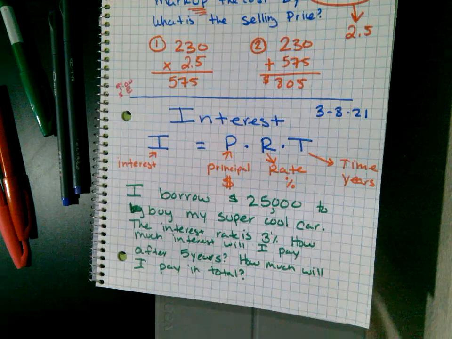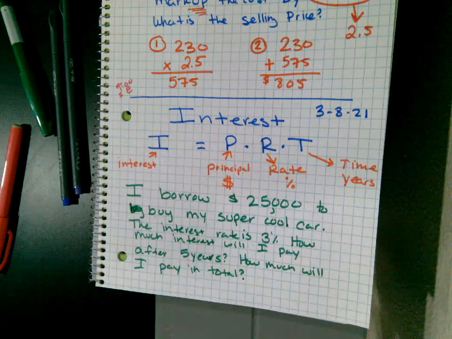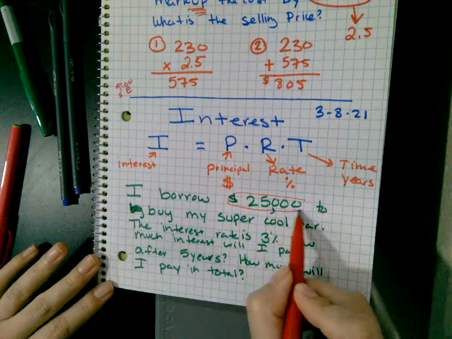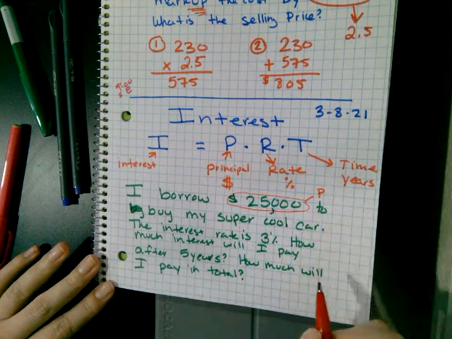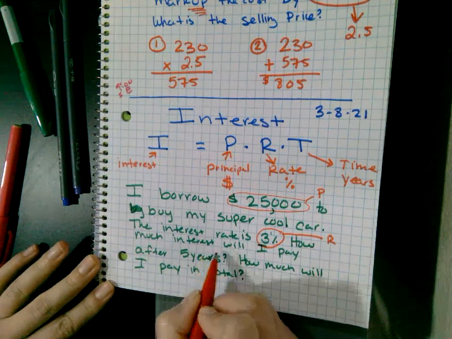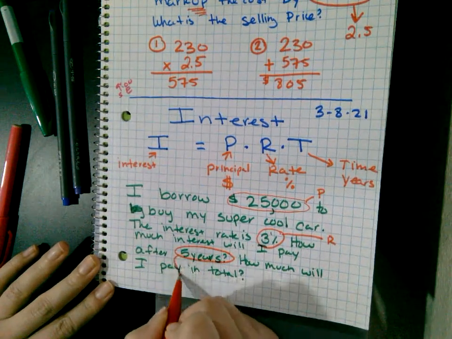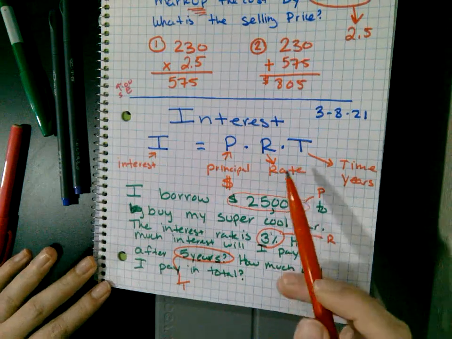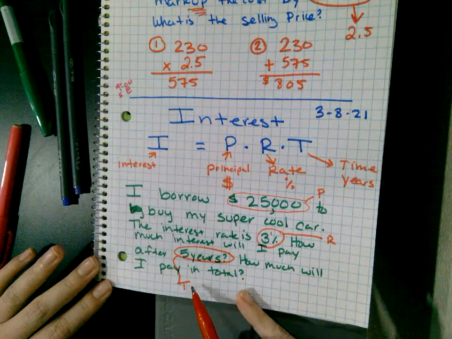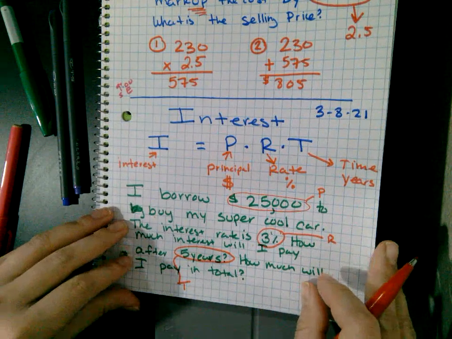All right, so let's break this down. The $25,000 is your principal. The 3% is your rate, and the 5 years is your time. So here you have what you need to multiply: the principal times the rate times the time, PRT. I'm going to turn the page.